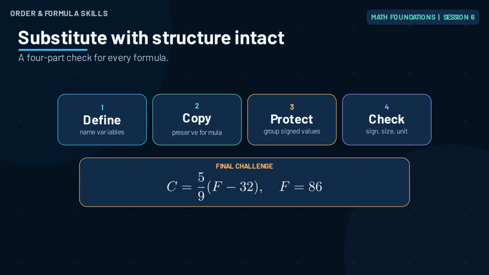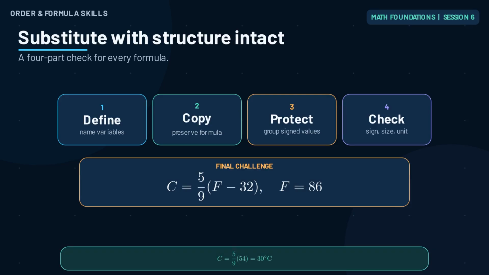Challenge: convert 86 degrees Fahrenheit using C equals 5 ninths times (F minus 32). Substitute 86. Complete the parentheses first and get 5 ninths times 54. 54 divided by 9 is 6, and 6 times 5 is 30 degrees Celsius. A clear substitution line turns a formula into a reliable calculation.